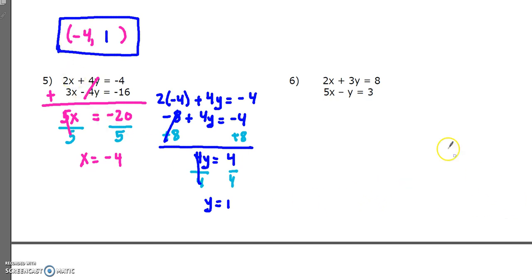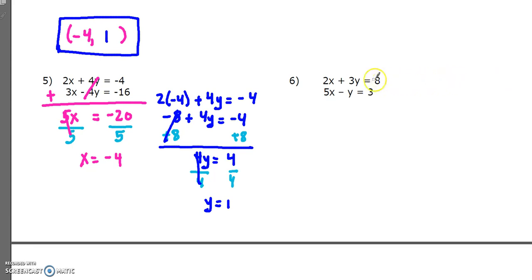Let's do it again on number 6. On number 6, I see again I could do elimination. My x values and my y values are kind of lined up nicely. The only problem is I won't eliminate anything because I don't have the same coefficients in front of my variables. So I can fix that.